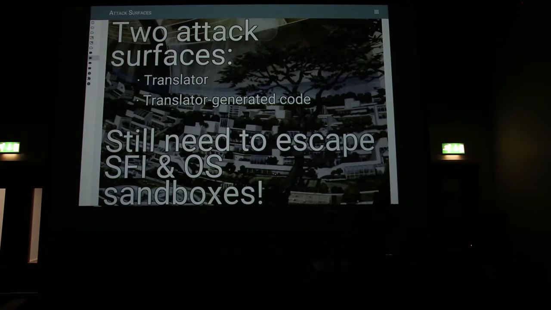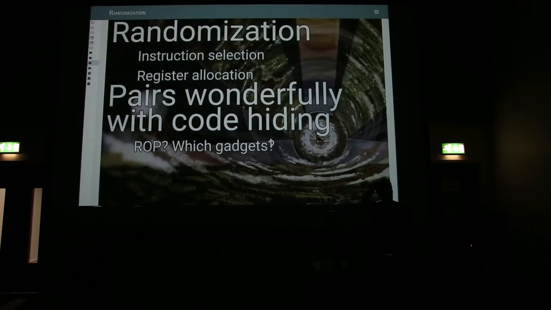So one of the things that we do is, I don't know if you guys saw the patches in the LLVM mailing list. There's some work that's been going on for randomization, and that's actually really cool, because what this does is the translator generates code, but it makes the attacker unable to know what's going to get generated.